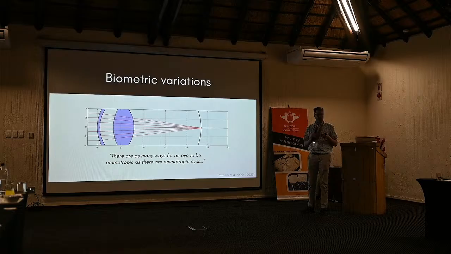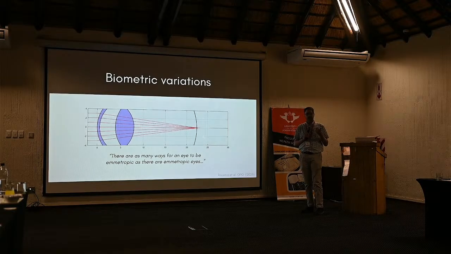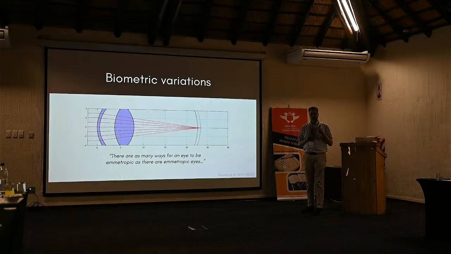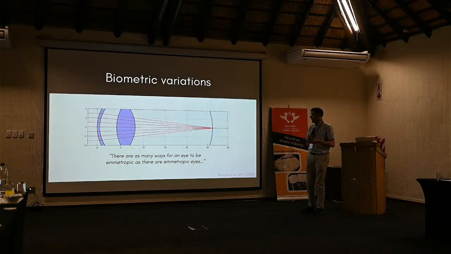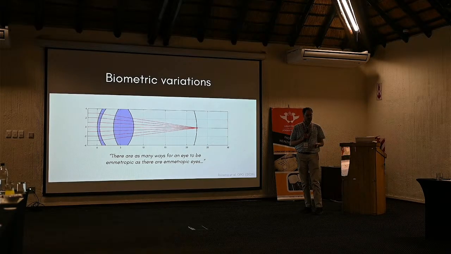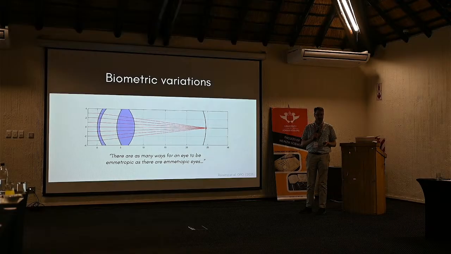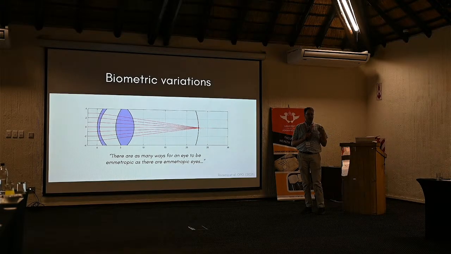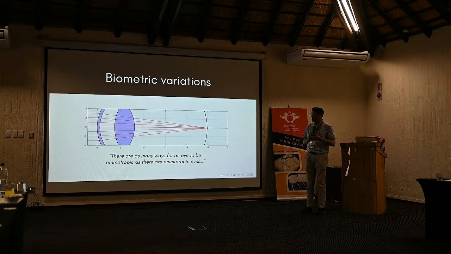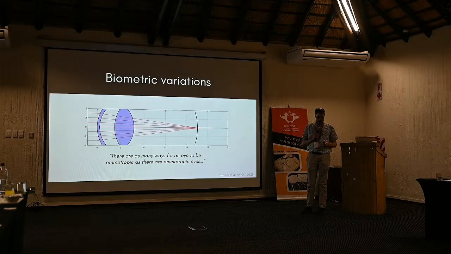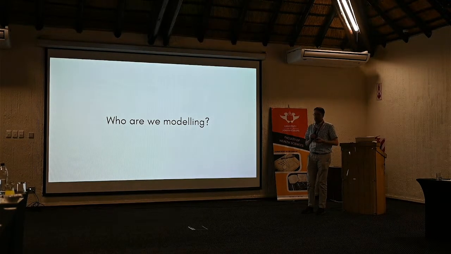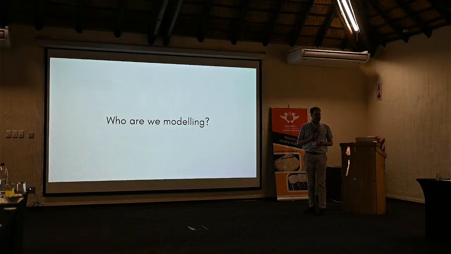And there were only 3 pairs out of these 2,000 that were indistinguishable within the measurement margins of the device. So pretty much any eye is unique and needs to be treated as such. Now, if you look at different populations, there are also differences. So when we make eye models in general, well, who are we modeling?